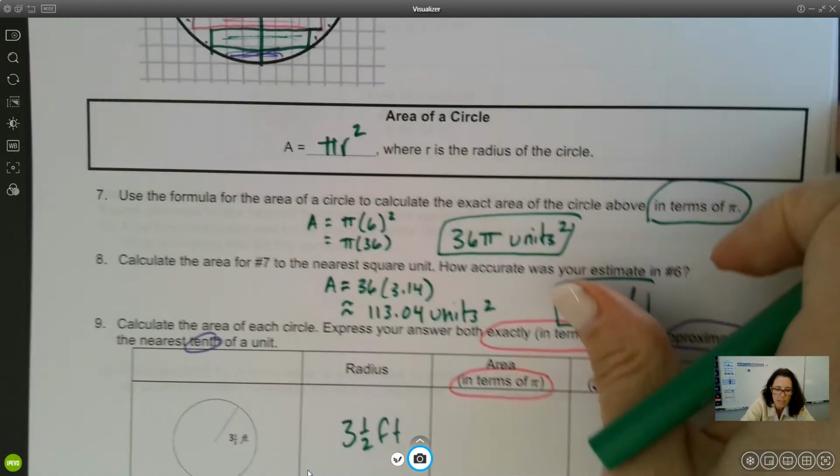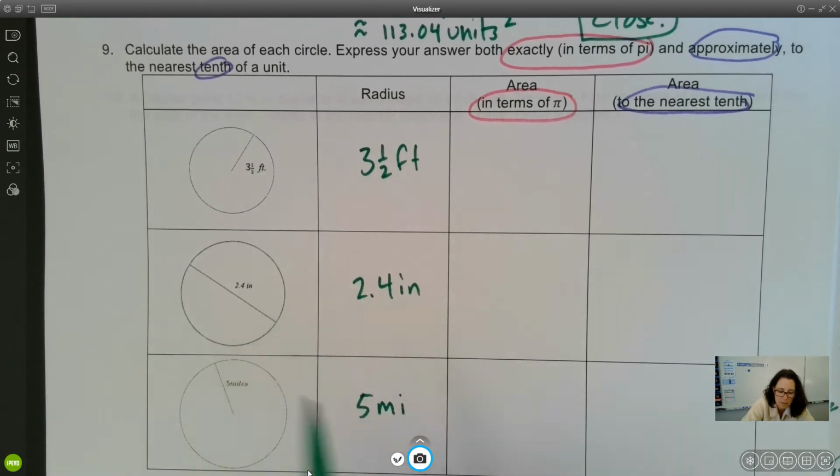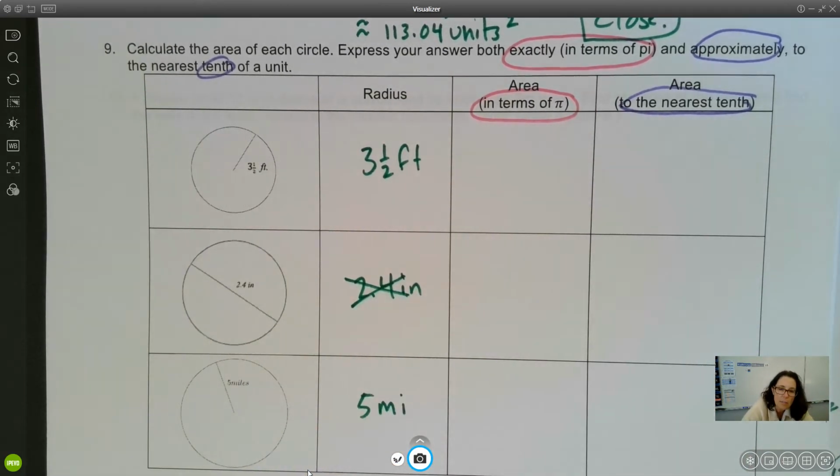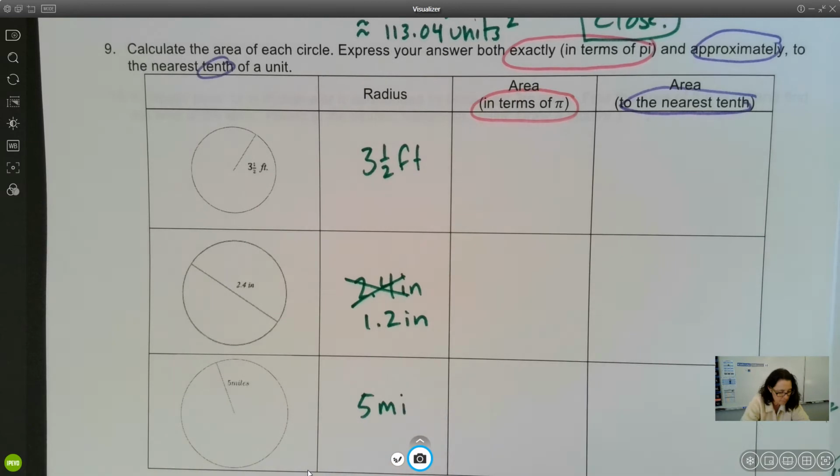Oopsies, I made a mistake right here, didn't I? This is not the radius. This is the diameter. Do not make the mistake I made. Okay, I'm glad I actually made that mistake so I could emphasize it. 1.2 inches. All right. So here we go. Let me get my pink pen going here.